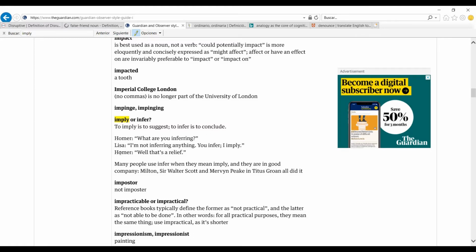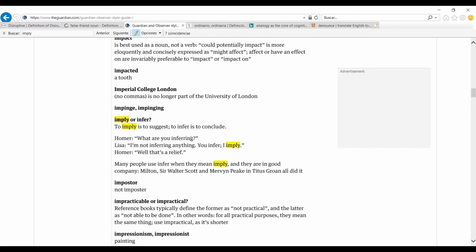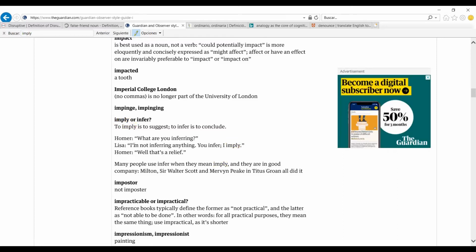And to help us understand that, there's a quote from a famous TV show where Homer says, "What are you inferring?" Lisa says, "I'm not inferring anything. You infer, I imply." And Homer says, "Well, that's a relief." Many people use infer when they mean imply, and they are in good company. Milton, Sir Walter Scott, and Mervyn Peake in Titus Groan all did it, right? So they're trying to say, okay, in English, this is very common.